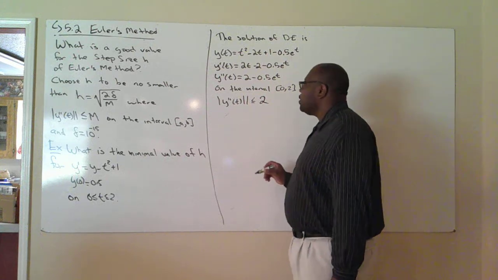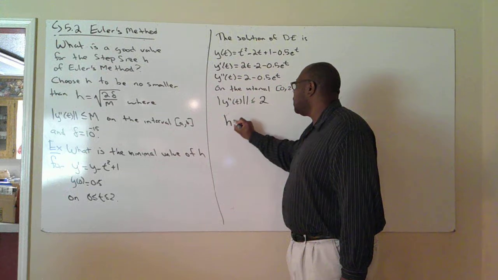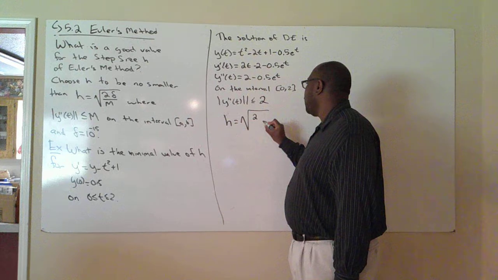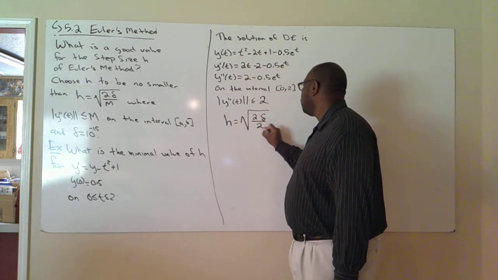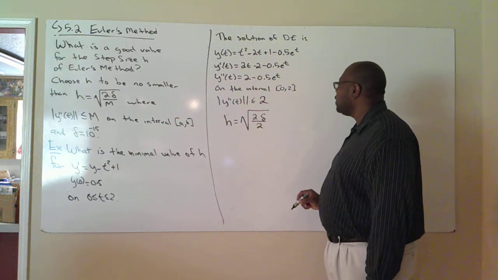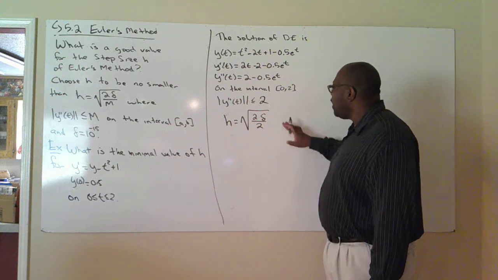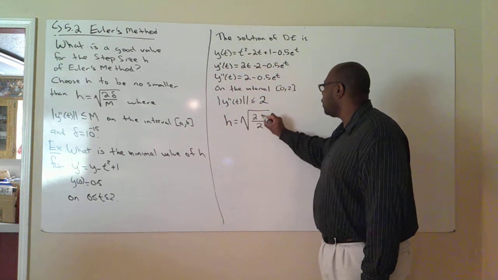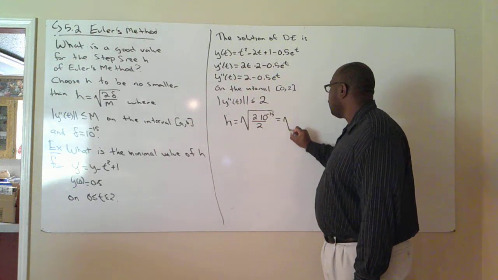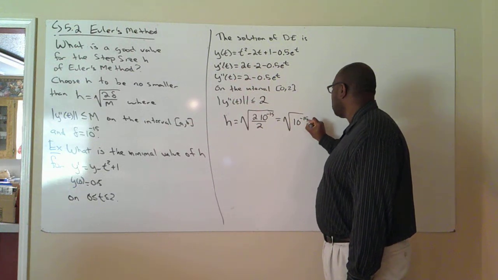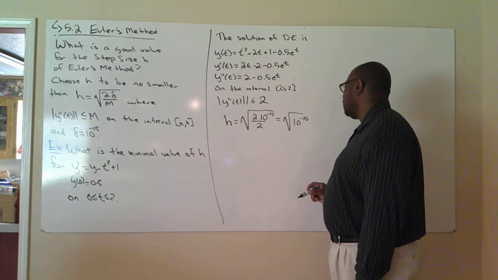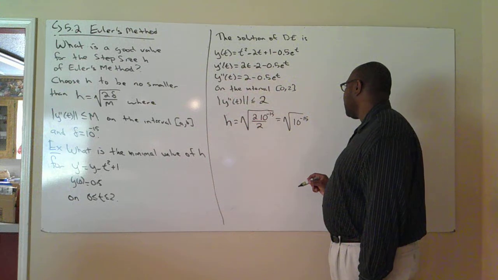And so since I know that, I can say that h is equal to the square root of 2 times delta over 2. My delta in this case is 10 to the negative 15. So let me just write that: the square root of 10 to the negative 15. The square root of 10 to the negative 15 is 10 to the negative 7 halves, right?